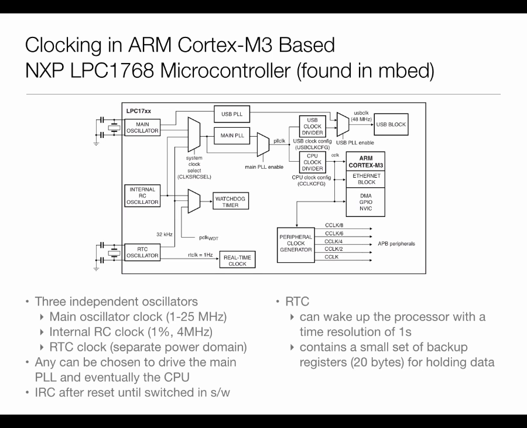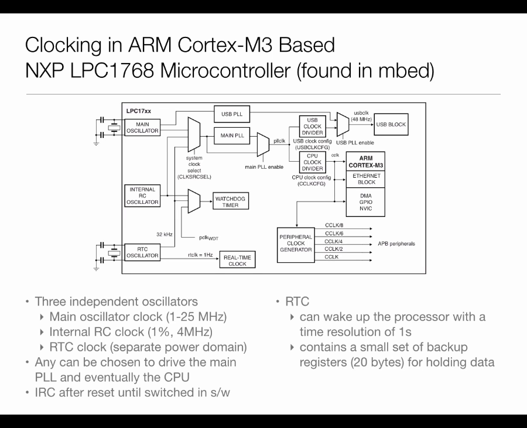So the main characteristics of this particular processor: 3 independent oscillators. You have the main oscillator, there is an internal RC clock, and there is an RTC clock, which is on a separate power domain. So it can be kept on a coin cell battery when everything else is down. Any of these can be chosen to drive the main PLL and then eventually the CPU. So one consideration is that you can pick any one of these.